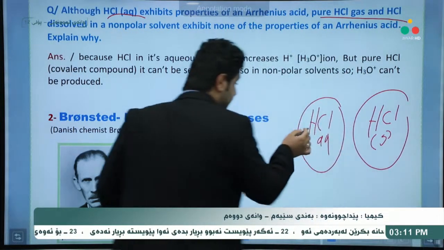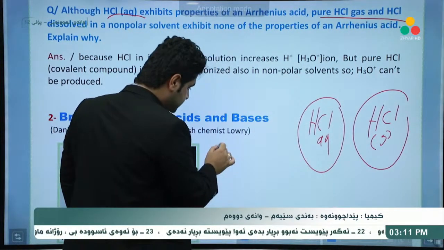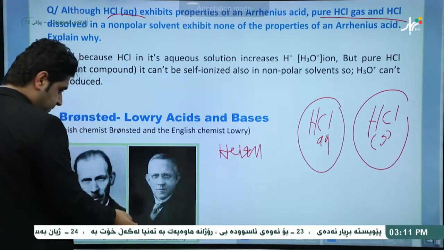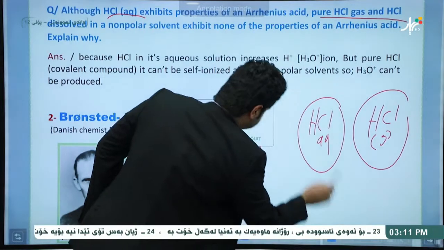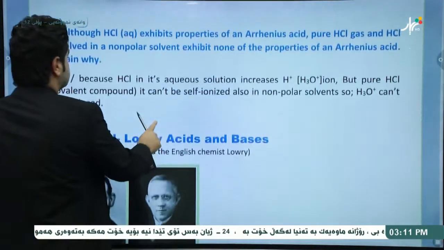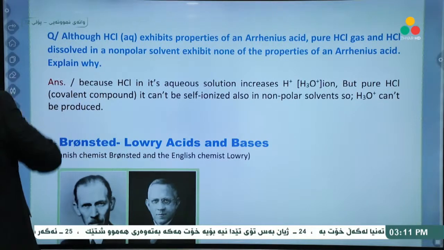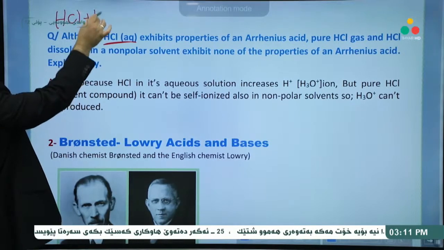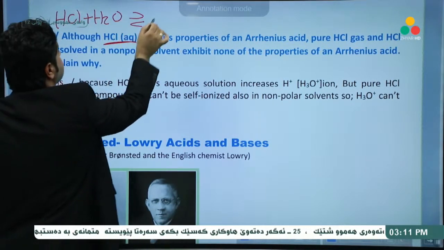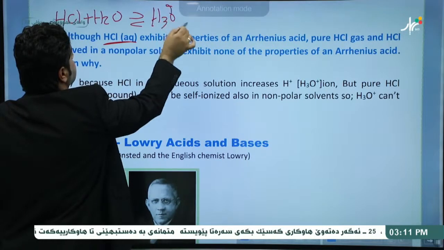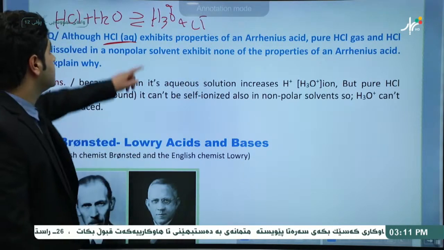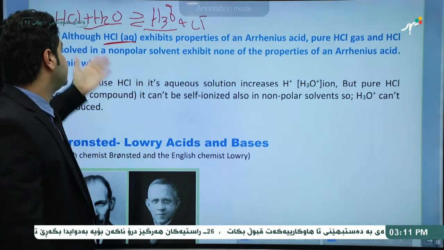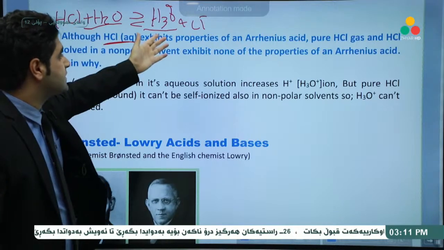Why? Look, HCl aqueous means HCl plus H2O. Let's write it again, in here it's better. HCl aqueous means HCl plus H2O producing H3O plus and Cl minus. In here, we get hydronium ion and it's aqueous, so we are sure that it shows the Arrhenius acid properties.